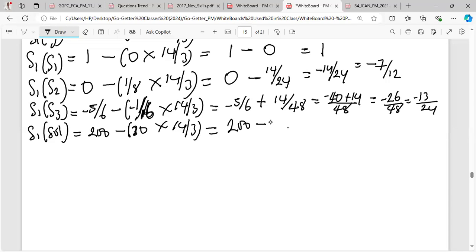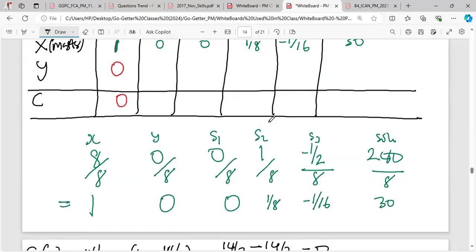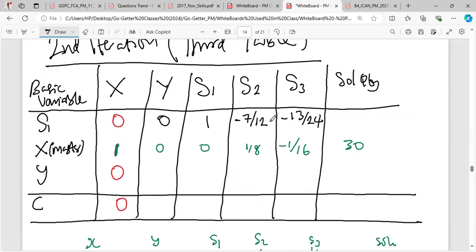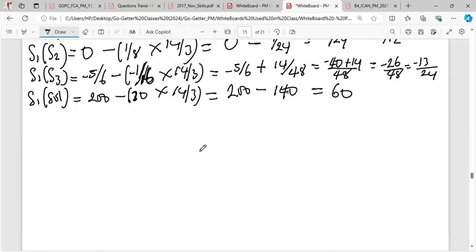10 times 14 is 140. So 200 minus 140, that will give me 60. So that's going to give me 60. So I'm going to write 60 here. Okay, then we will do our y. We are done with S1.